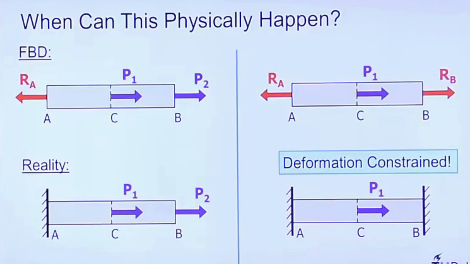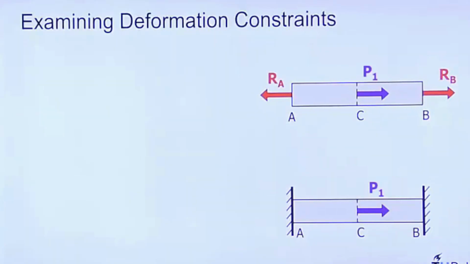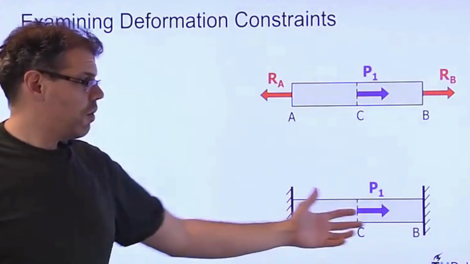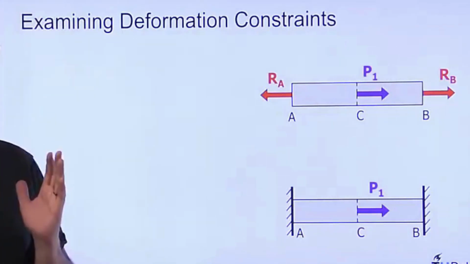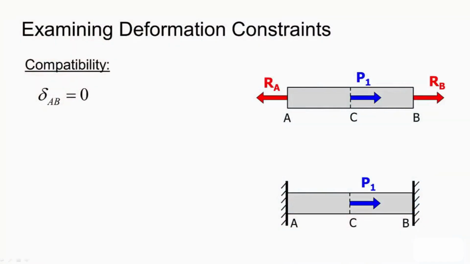So we need to be able to formulate how deformation occurs in this problem. If we examine the deformation constraints in our problem, we can see very clearly that the overall length of the rod cannot change. It is fixed between two walls. So our compatibility equation is delta AB has to be equal to 0. Now we already determined a force displacement relationship for axial loaded members, and that is delta is PL over EA. However, this was only applicable if the force was constant along the entire length of the rod. And in our case, that is definitely not true.